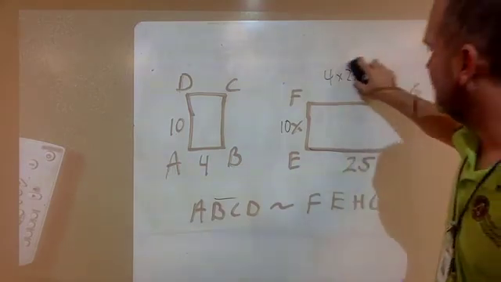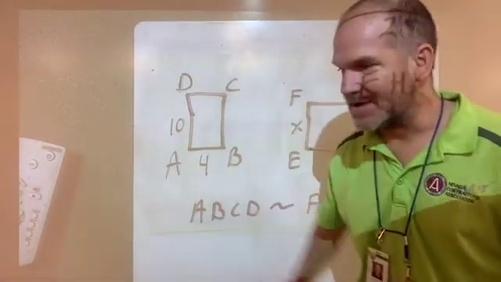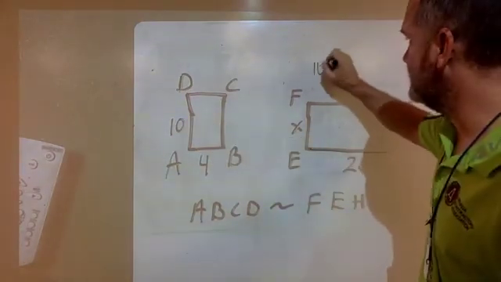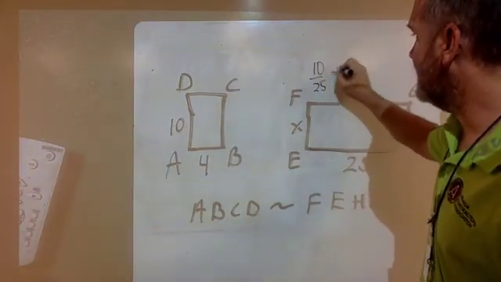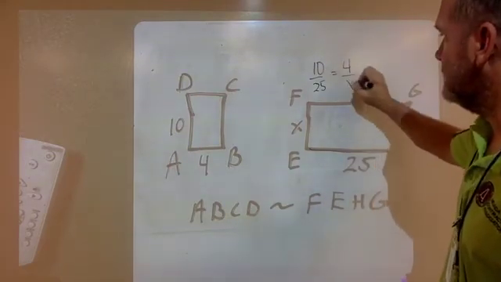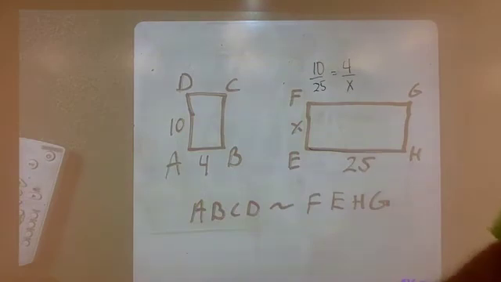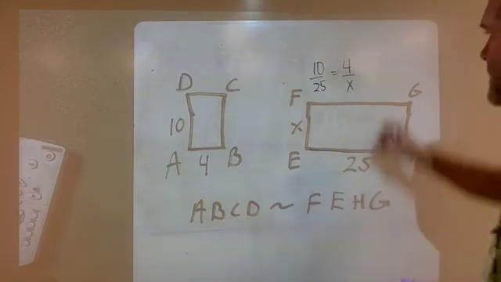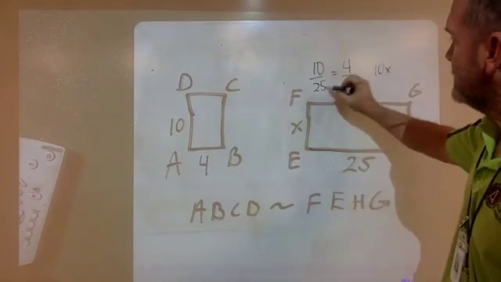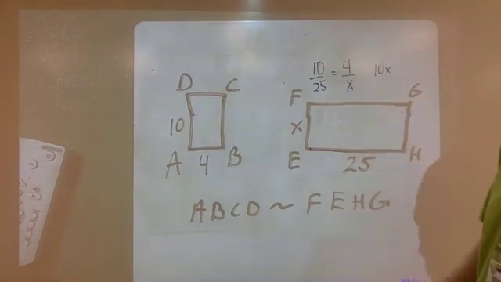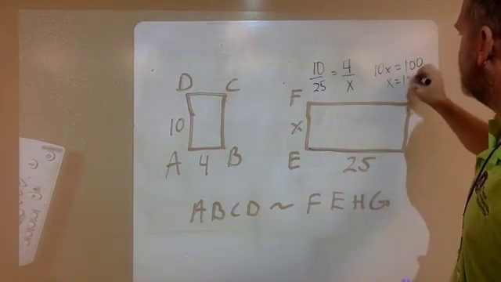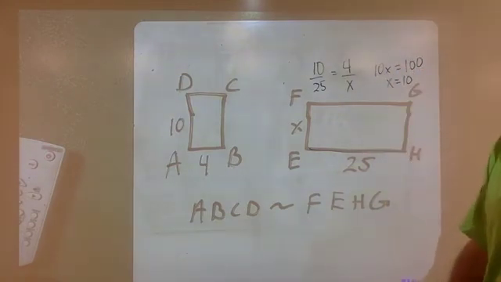So how they're going to show you how to do this in the book is to set up fractions. They're going to say 10 went to 25, so they're going to do 10 to 25. And that's equal to the same ratio of 4 going to what? X. And then you can cross multiply and divide. 10 times X is 10X. 4 times 25 is 100. Divide by 10, X is equal to 10. So that's another way to get 10.